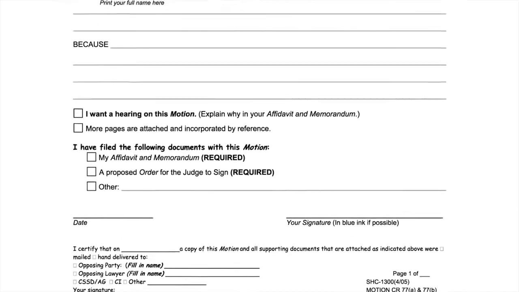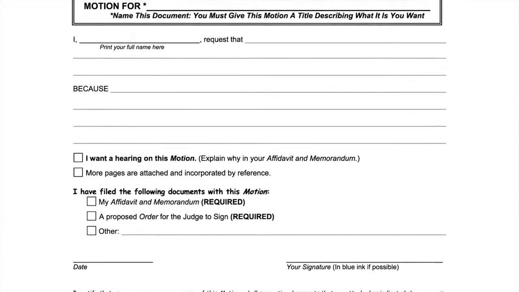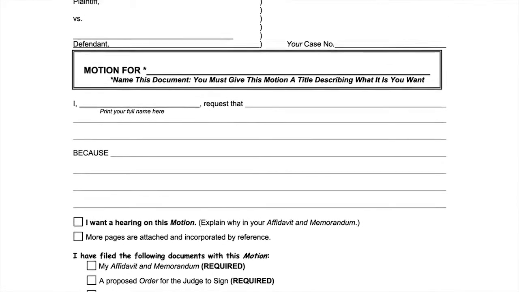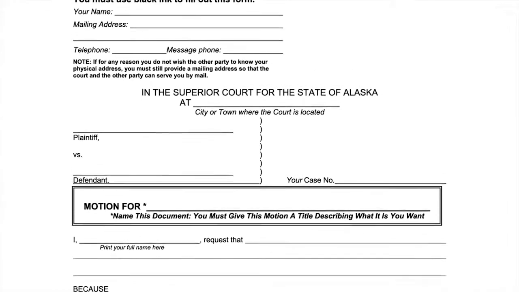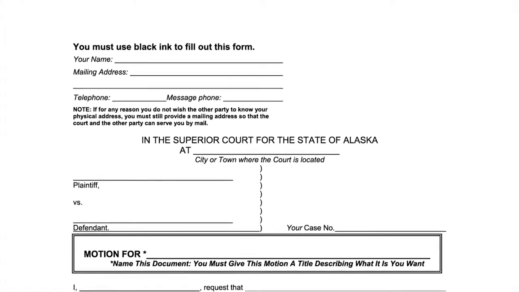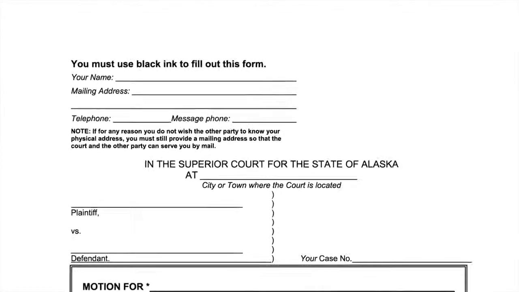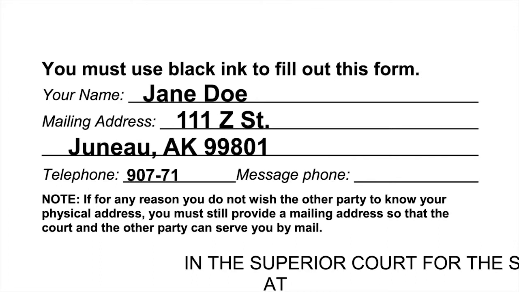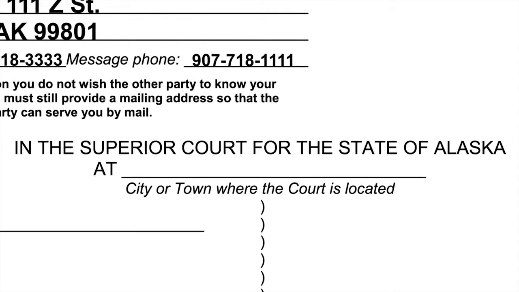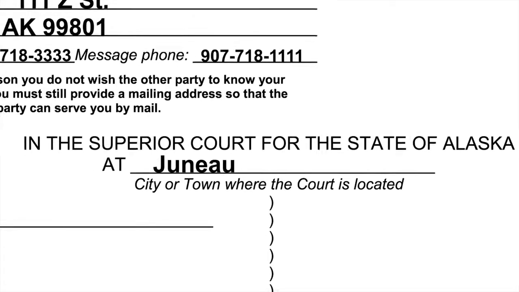We are now going to prepare a motion as an example. Suppose you're asking the court to order the other side to return a boat you own together. The motion form will look more or less like this. It's like a cover sheet. You will enter your name, a mailing address, and a phone number. Make sure the phone number is where you can be reached during the court's business hours of 8 a.m. to 4:30 p.m.